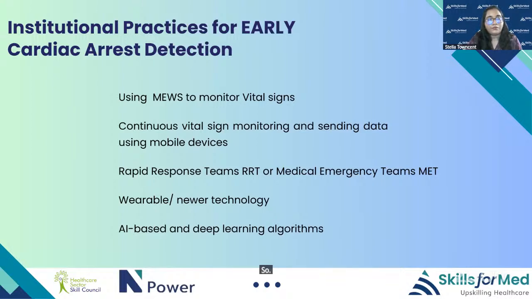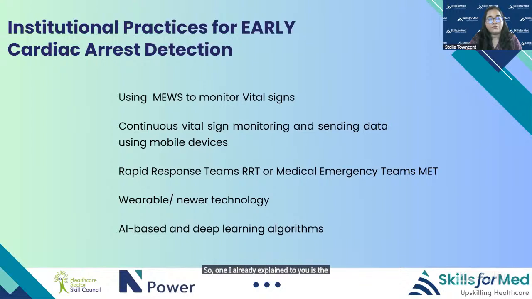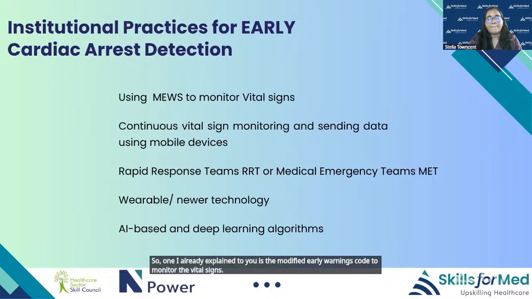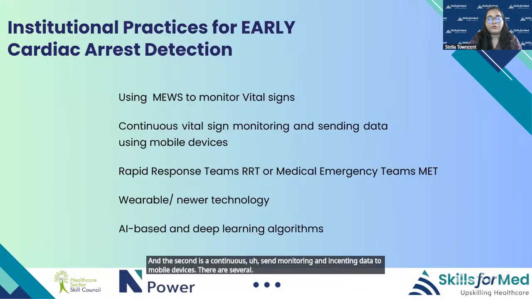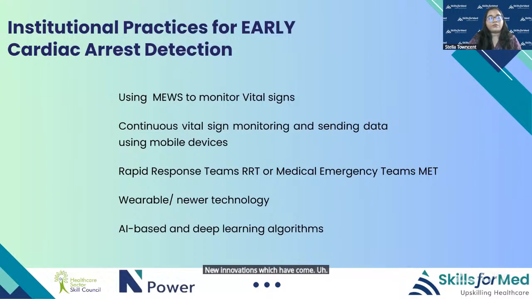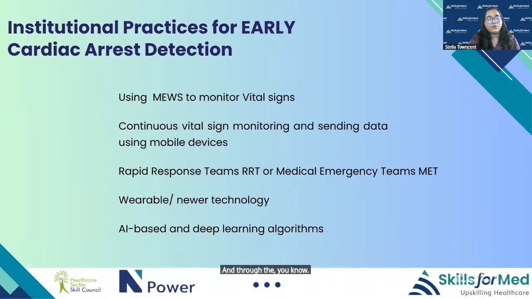So there are many things which you could put in place in your hospital to make sure that you recognize the patient before they go into cardiac arrest. One I already explained to you is the modified early warning score to monitor the vital signs. And the second is continuous vital sign monitoring and sending data to mobile devices. There are several new innovations which have come. These are things which you plug onto the patient, or it's just like a watch the patient wears, wearables, and through the hospital Wi-Fi, it goes to the nursing desk.